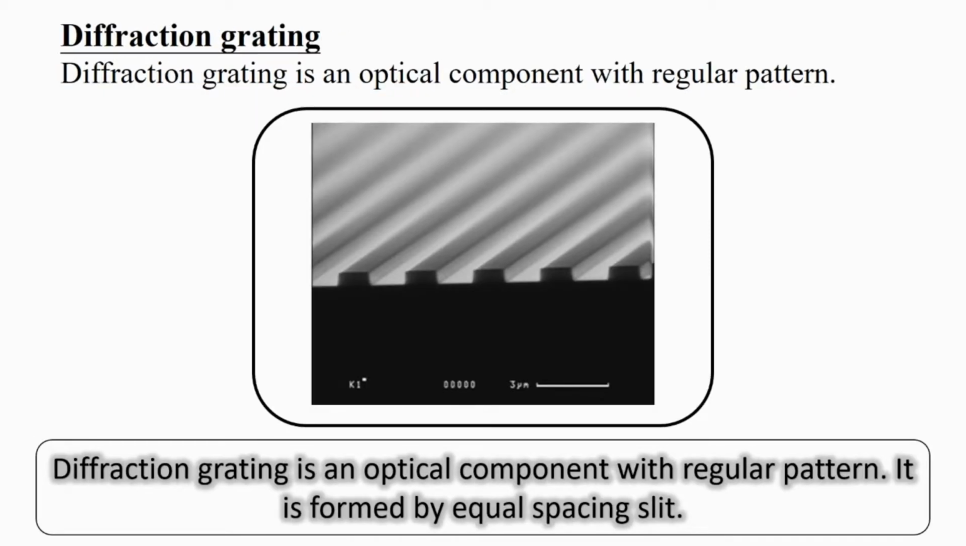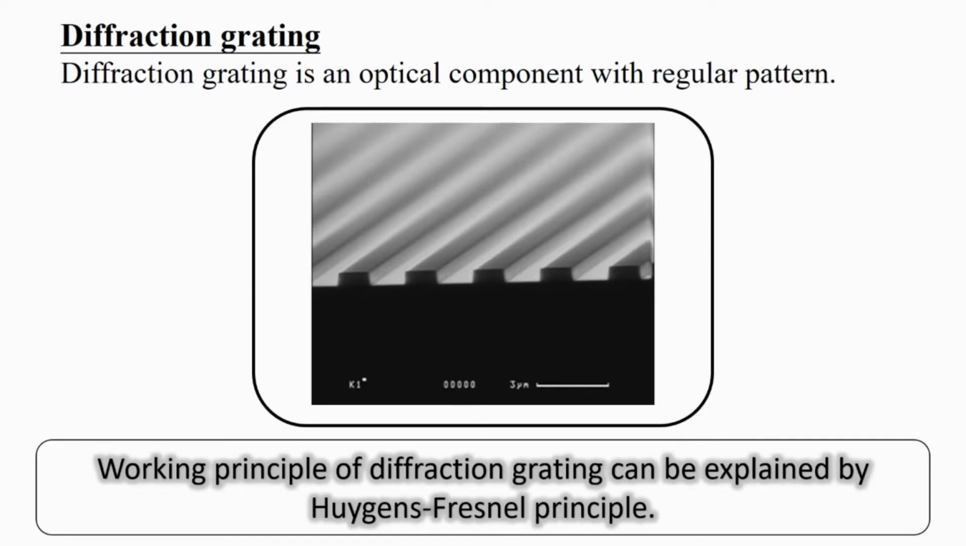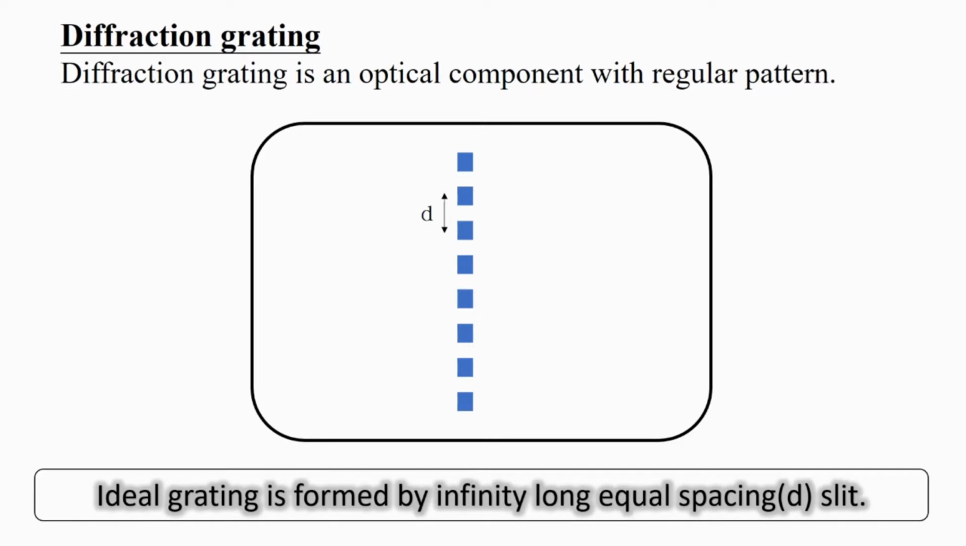A diffraction grating is an optical component with a regular pattern. It is formed by equally spaced slits. The working principle of a diffraction grating can be explained by the Huygens-Fresnel principle. An ideal grating is formed by infinitely long, equally spaced slits.